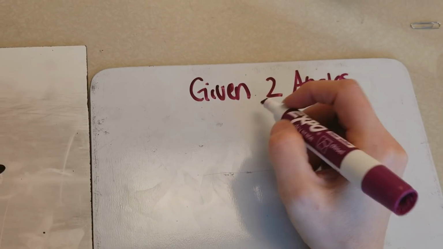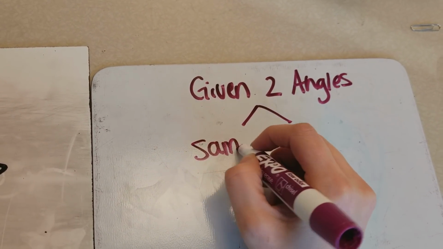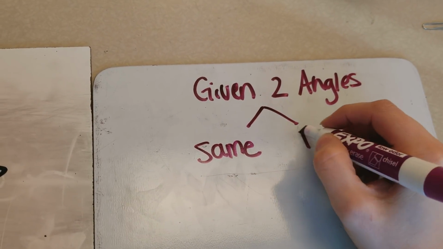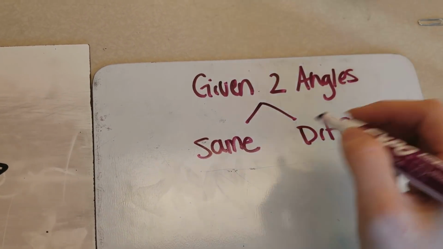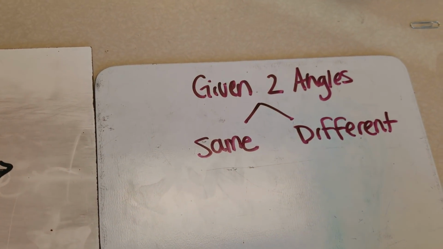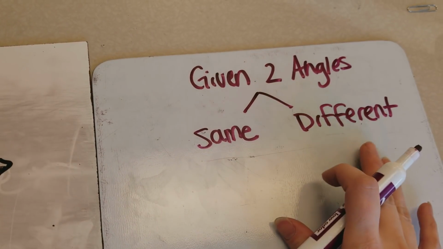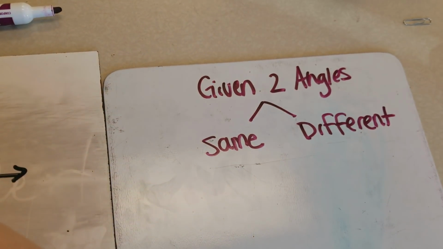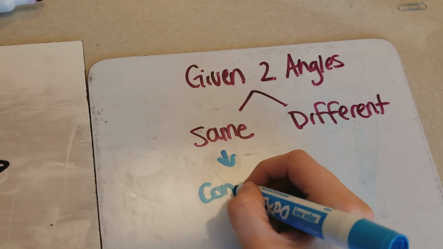So, the first thing you're going to ask yourself is, are they the same or are they different? And when I say the same, I mean, do they equal the same amount? Are they both acute? Are they both obtuse? And if they're not, then you're going to pick different. So we have a mathematical word for the same, and it's called congruent.